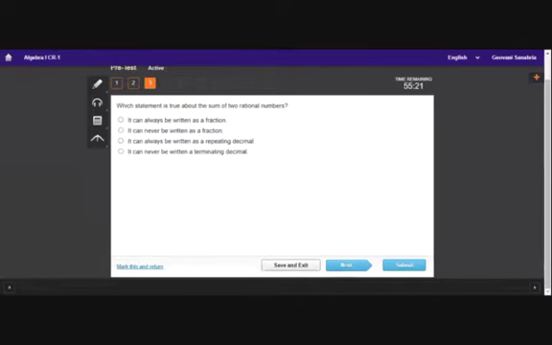All right, which statement is true about the sum of two rational numbers?